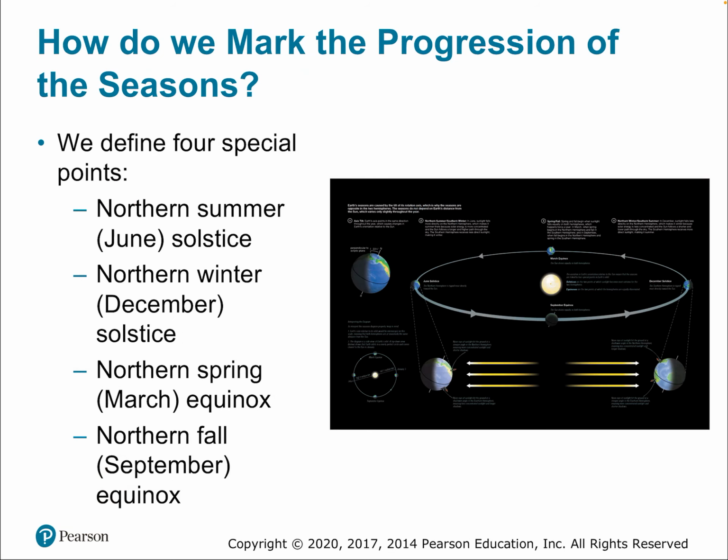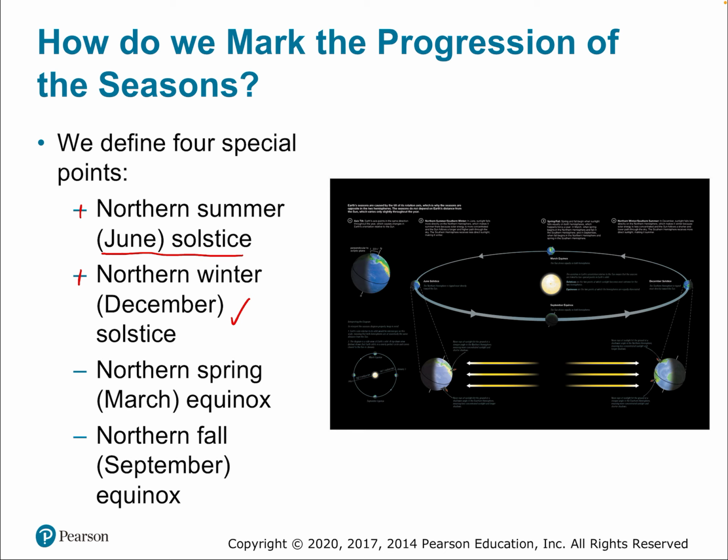Okay. So how do we mark the progression of the seasons? Well, we've talked about the four special points in the figure a few slides back, but we're going to summarize them here. We have northern summer, which happens in June, specifically at the June solstice. That is the longest day of the year. So that's not all of summer, but that marks the beginning of summer, the longest day of the year. Then we have the December solstice, which is northern winter, and that is the shortest day of the year in the northern hemisphere. Now, of course, the December solstice is the longest day of the year in the southern hemisphere.